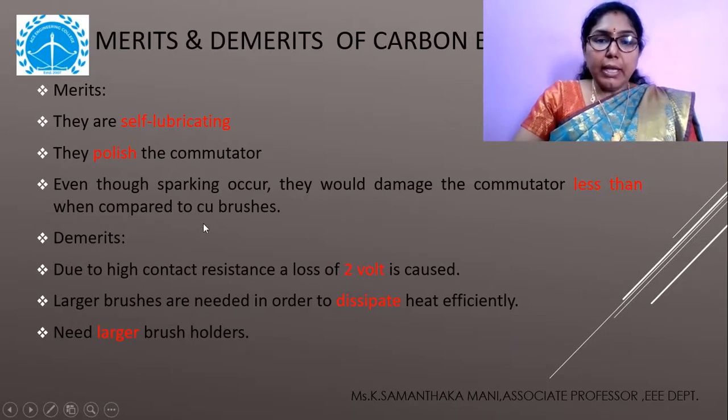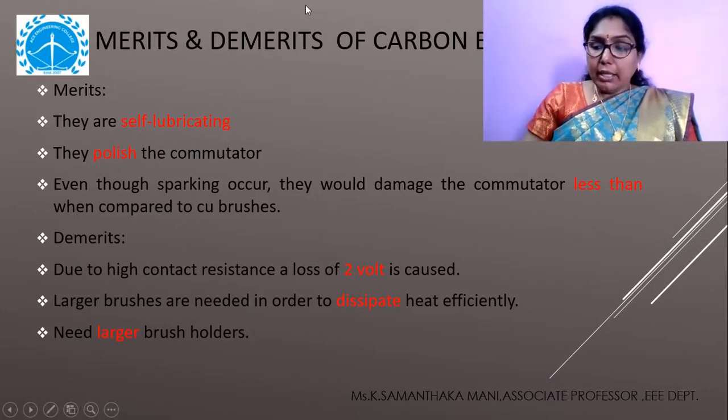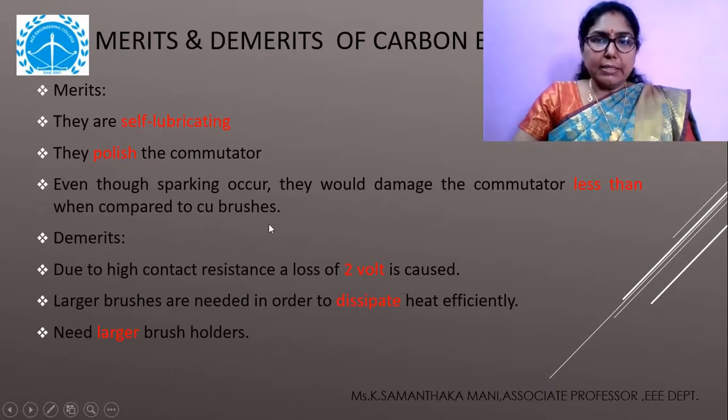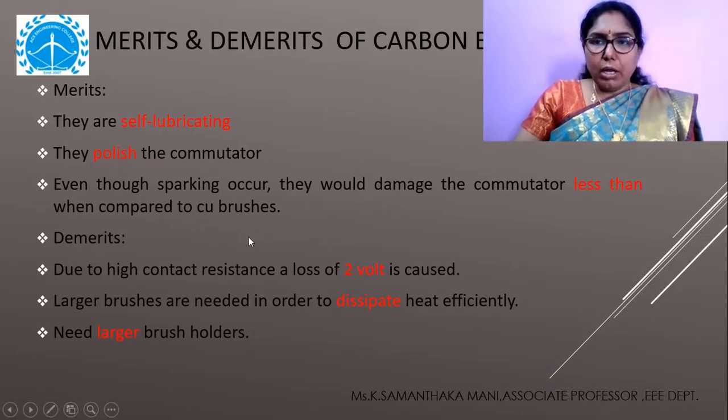And the next point: even though sparking occurs, if sparking occurs by mistake, the damage to the commutator is also less compared to copper brushes. That is the most advantageous merit of using carbon brushes. That point we need to understand. Next, there are some disadvantages of using carbon as brushes. We will see what those are.